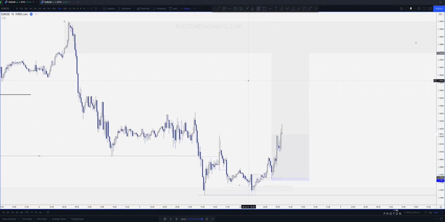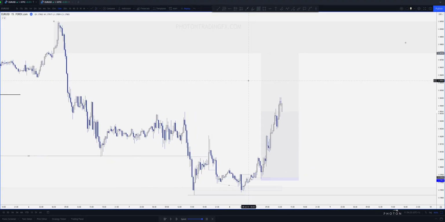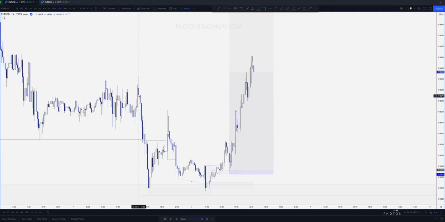And then let's just play this forward. So at this point, what I'd be looking for, I'd be looking to see: is supply going to hold, or are we going to get that M15 breaker structure to the upside?